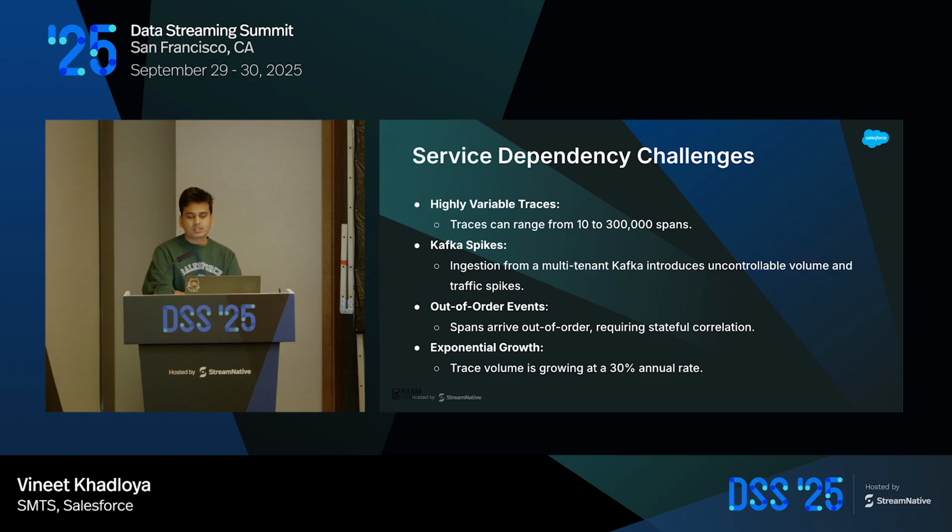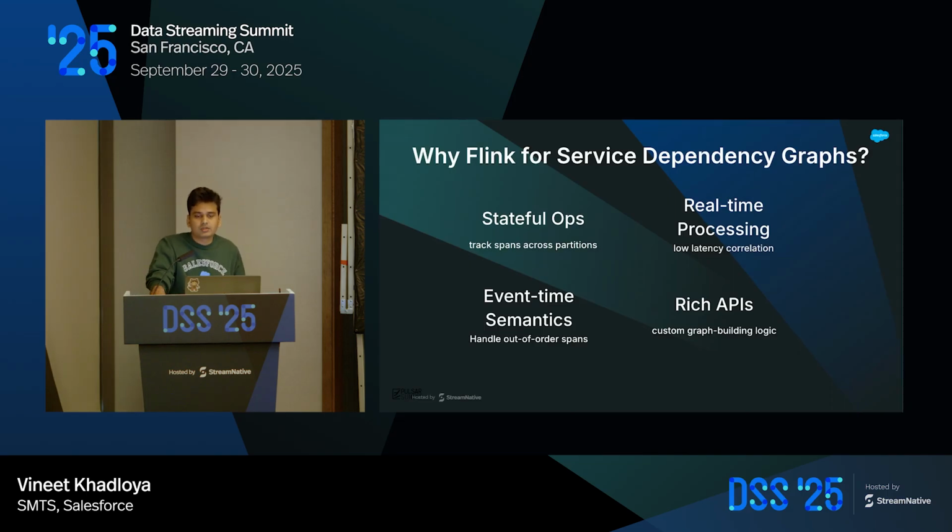So we were looking for a system that could handle extreme scale in real time and also provide us with the ability to correlate spans into traces and then convert them into service dependency edges. And that brings us to Flink. This is where it shines. Its core architecture helped us solve all these challenges.